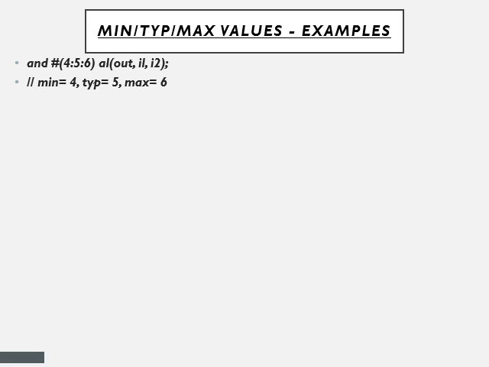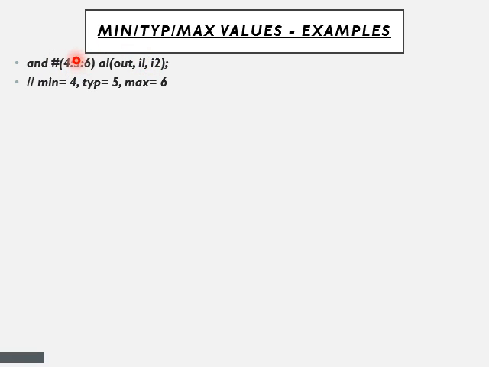Recall that we have seen three types of delays, that is rise delay, fall delay and turn off delay. Okay, and these different delays we specify inside the brackets followed by a hash, separated by a comma. So here, in this first example, I have AND #(4:5:6), A1 is the instance label, out, I1 comma I2. So this is an instantiation of a 2 input AND gate.